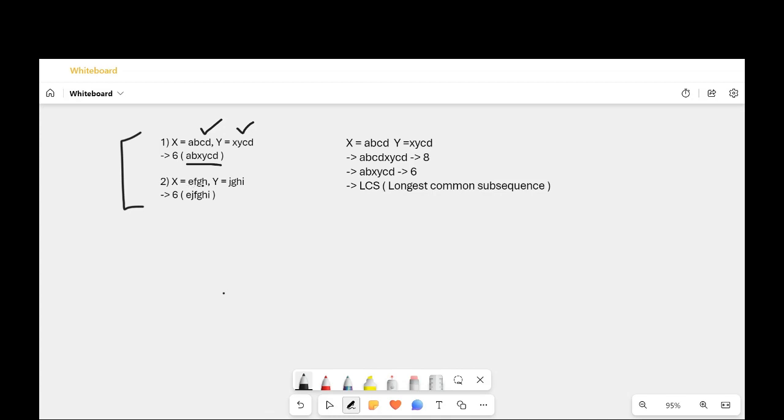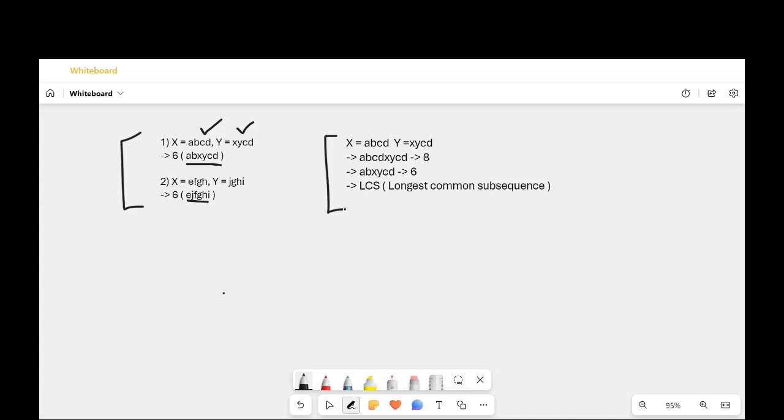For example, we have efgh and jghi. In this case again we have the supersequence as ejfghi. Why this? Because this particular answer has the shortest common supersequence, including both x and y characters, and this is the shortest form till which we can go. Why? Because efgh is present in this. We can see e, f, and gh. So both of the strings are present as a subsequence in my answer string.